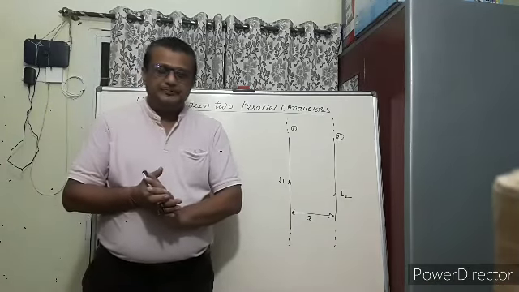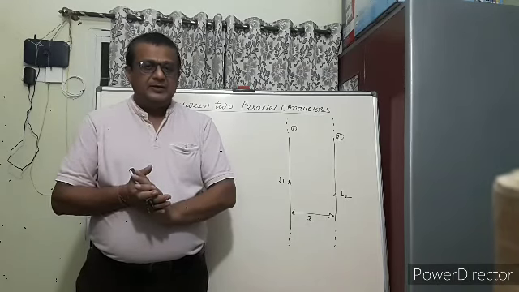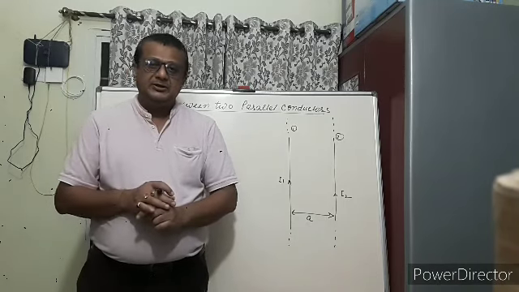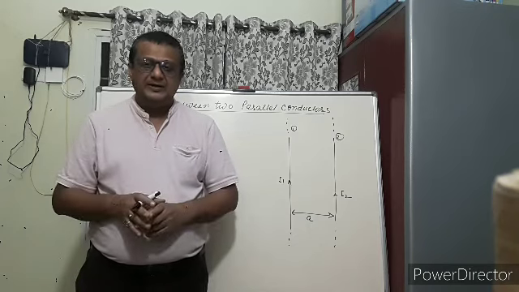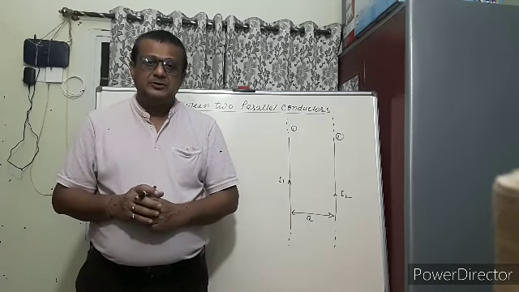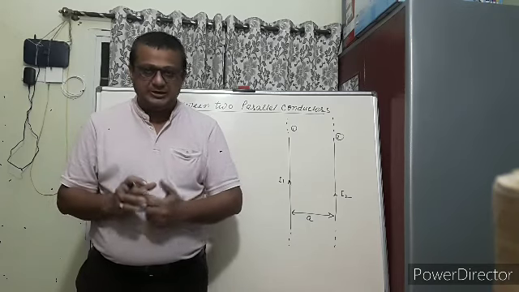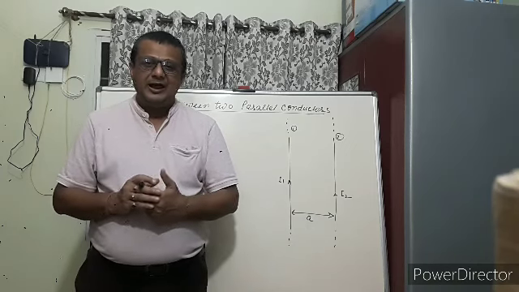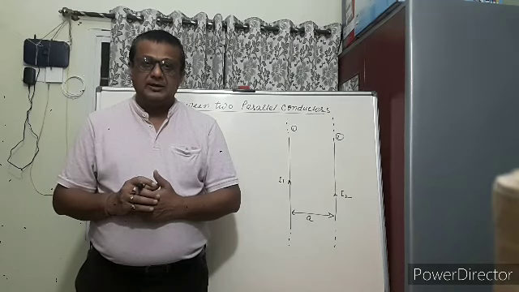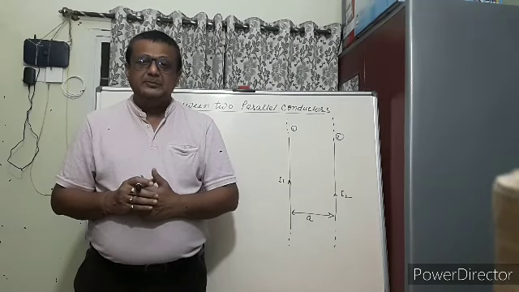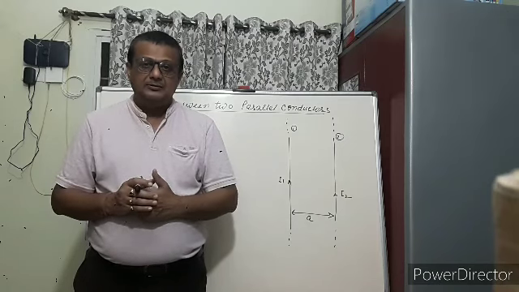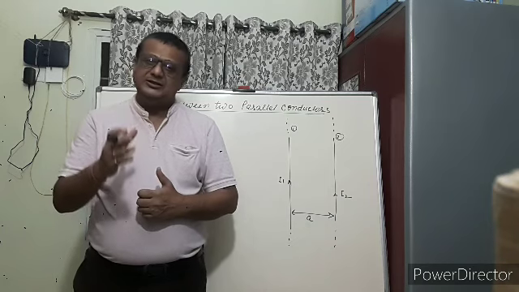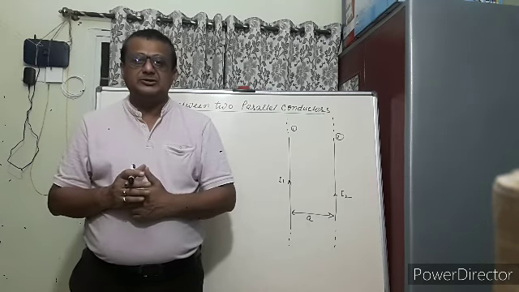Previously we have seen that if any conductor is kept in a uniform magnetic field, it will experience a force. That force is equal to BIL sin theta. B stands for magnetic field, I current and L length of the conductor. And theta is the angle between B and L. The direction of L is the direction of current.